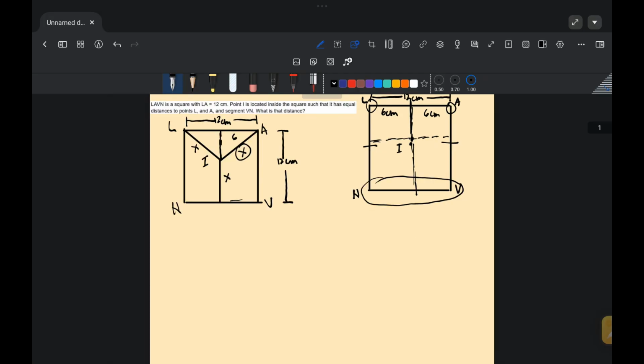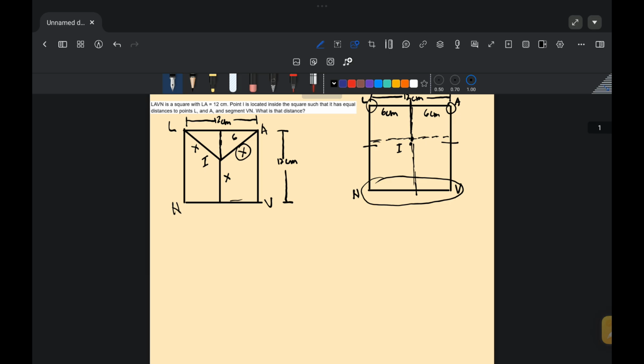So we're drawing again the illustration. We have here our X as our representation of the equal distances from point I to segment VN, from point I to point L, and from point I to point A. So all conditions are met because I has a line perpendicular to segment VN. So let's start answering this problem.